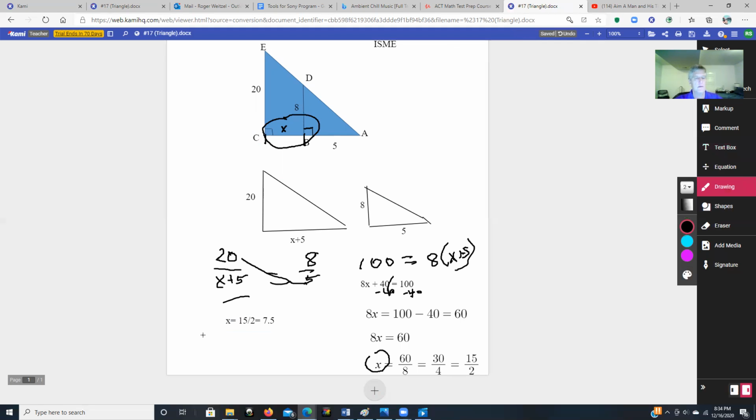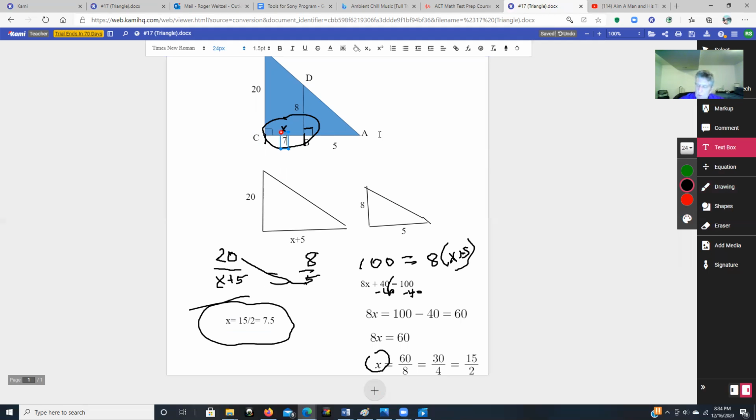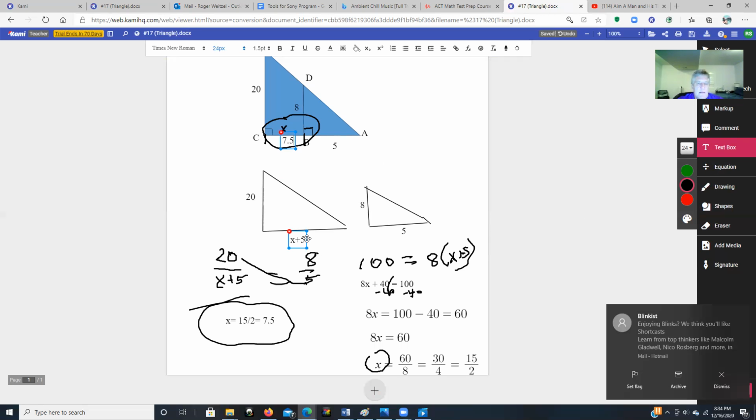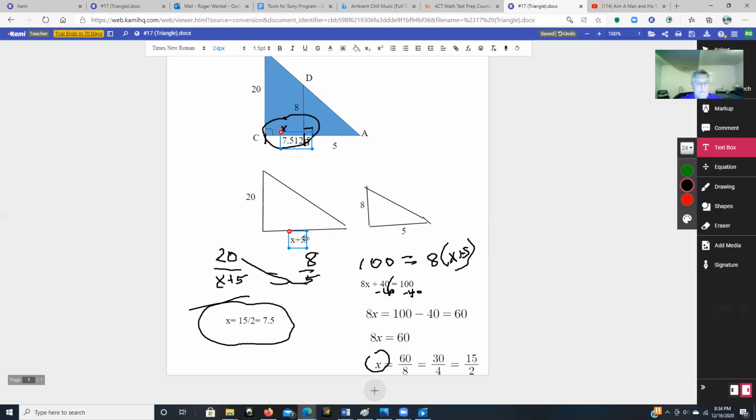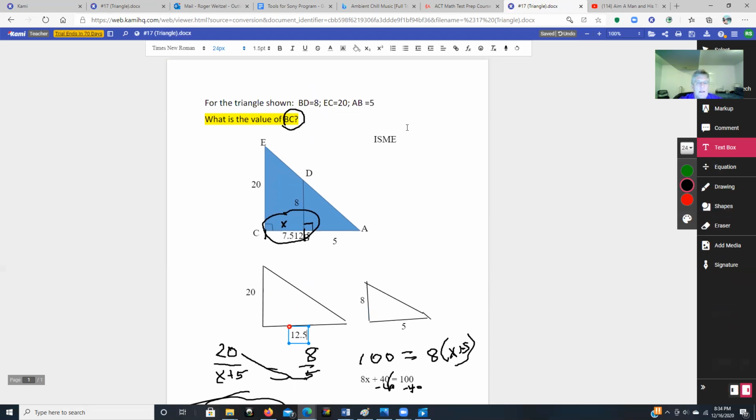That's our answer. Let's just have a look and see if that looks reasonable. Let's go ahead and put this in here. So we think that that is 7.5. If we add these together, that'll be 12.5. Does it make sense that this right here would be 12.5? Does that relationship look similar to that relationship? I think that it does.